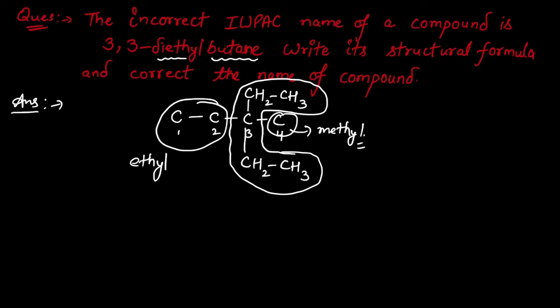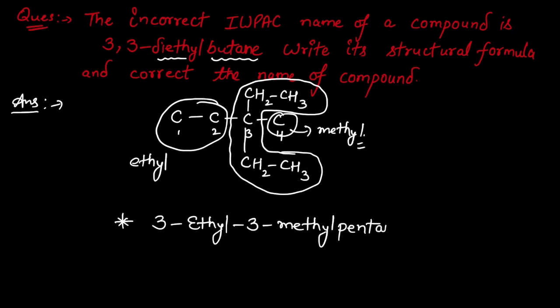Now the correct name of the molecule will be, out of ethyl and methyl, alphabetically E comes before M, so the name will be 3-ethyl-3-methyl, and for 5 carbons the name will be pentane.